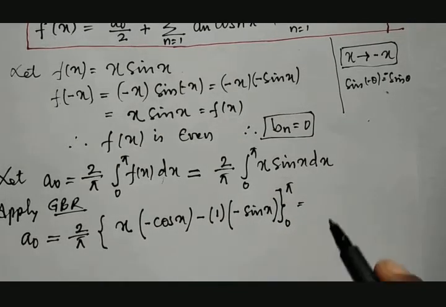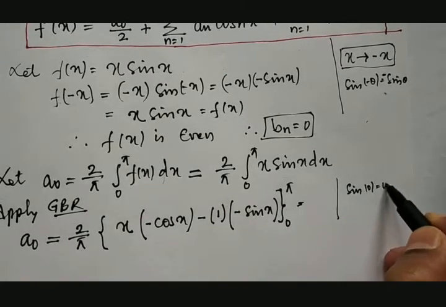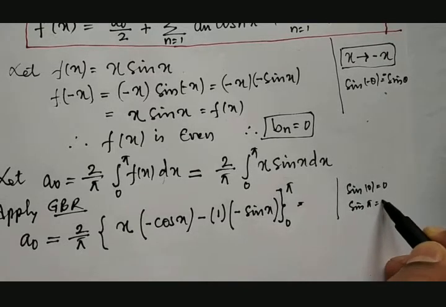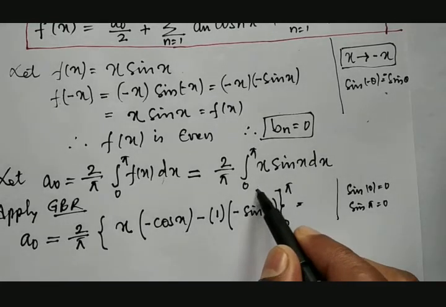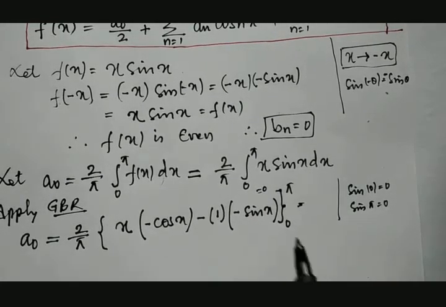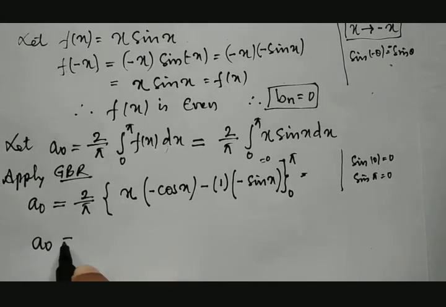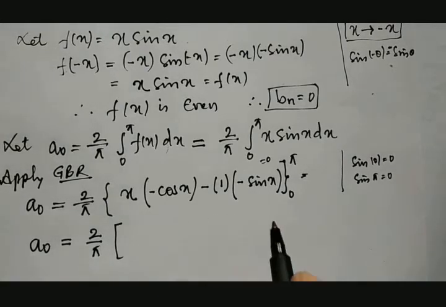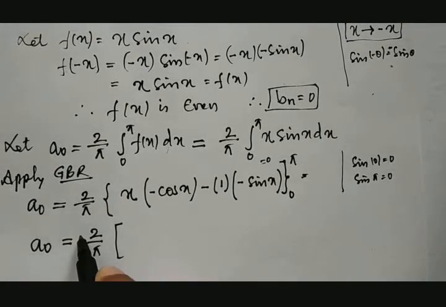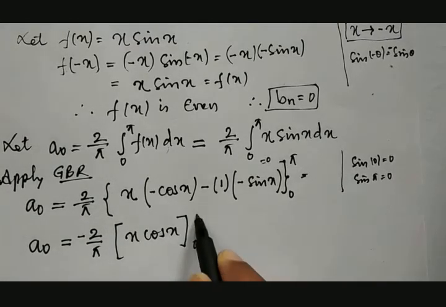But due to the limits, we know that the value of sin 0 is equal to 0 and sin pi is also equal to 0. Therefore, this result becomes 0. The second part becomes 0. Therefore, we will get a naught is equal to 2 divided by pi into, this is gone, this is 0, so I'll take the minus out, then it is x into cos x between 0 to pi.